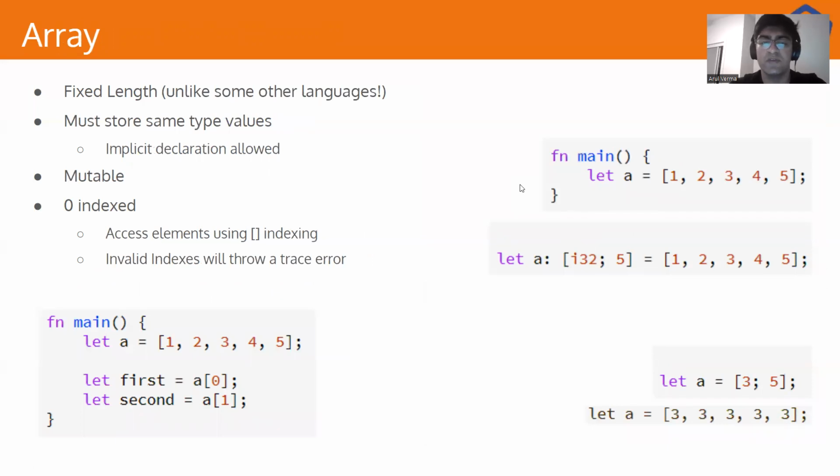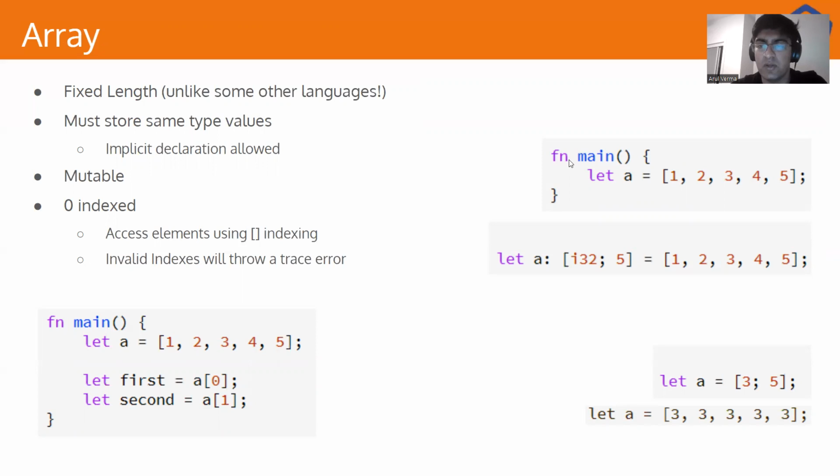Arrays are the other way of storing data, the other compound data type. And something that's very unique to Rust arrays is that unlike other languages, arrays are fixed length. You cannot change the length of your arrays. So if you come from Python or C++, this would be different from your experience because you can't actually play with your arrays as well as you can in other languages. One thing that is very streamlined across all languages is that arrays must store the same type of value. So you must be storing all integers, all booleans, all characters, and implicit declarations for your type are allowed.